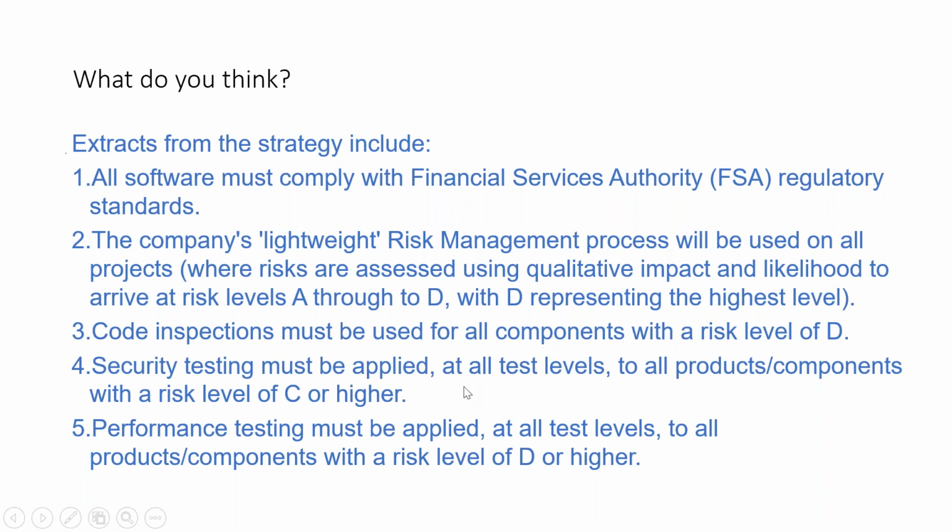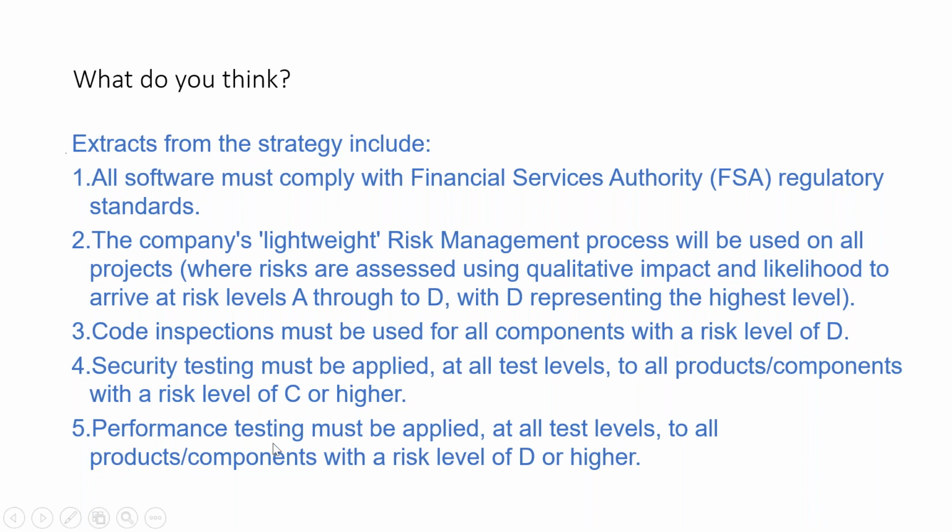Okay, 4th one is security testing must be applied at all test levels, because it's a double V model. So there will be a unit level, an integration level, a system level, and a UAT level. Security testing must be applied at every level to all products and modules of software components with a risk level of C or higher. It means anything C or D, whatever modules, you have to apply security testing from unit to system to acceptance level. Keep that in mind, C or higher.